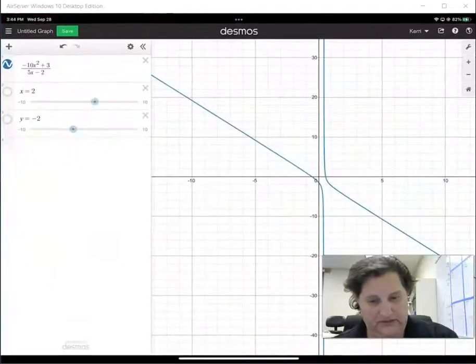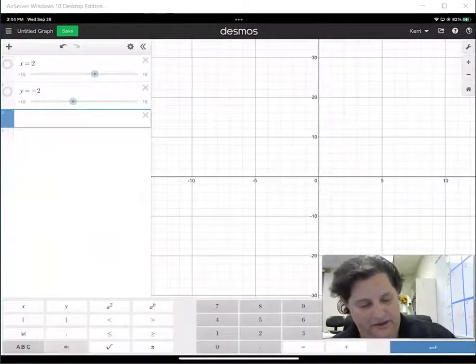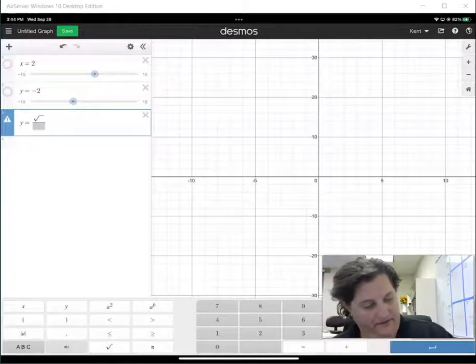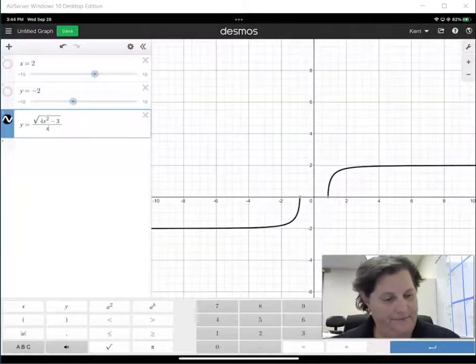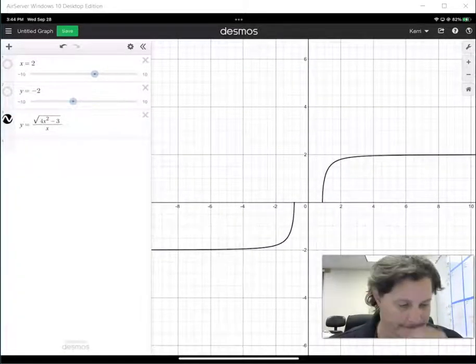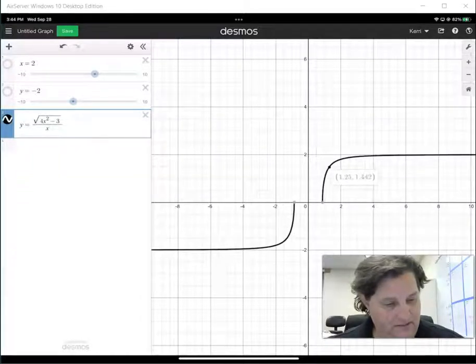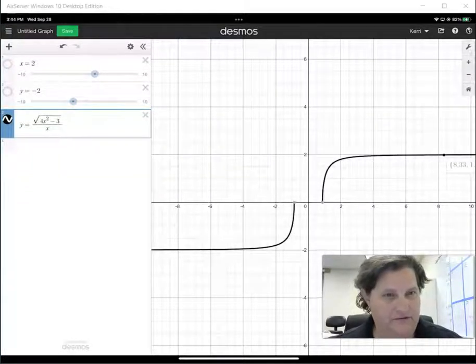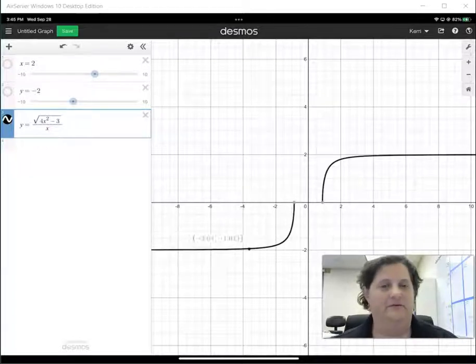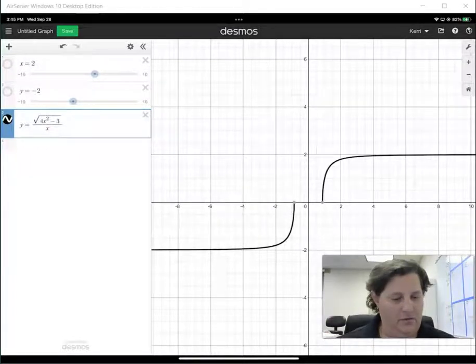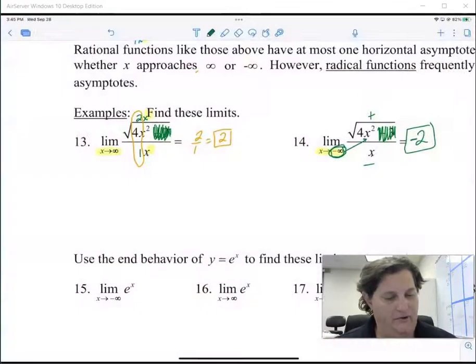I'll show you guys what this looks like. Okay? So this was the square root of 4x squared minus 3 over x. Okay, interesting domain there, right? Some stuff is missing in the middle. But look, as I go to infinity up here, what's it getting very close to? 2. As I go to infinity down here, what's it getting very close to? Negative 2. So you can kind of see how that works. So you got to be really careful when you see those square root squareds.